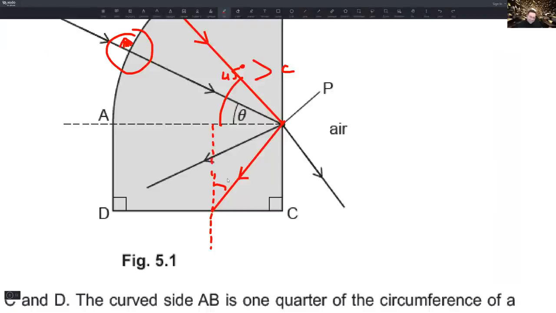Geometry, please. Isn't this 45? Isn't this 45? Then what's this? A reflection. So what's this? 45. If this is 45 and this is the normal to the surface, which is perpendicular here too, then what's this? 45. But if this is 45, it's still more than critical. It will reflect again.